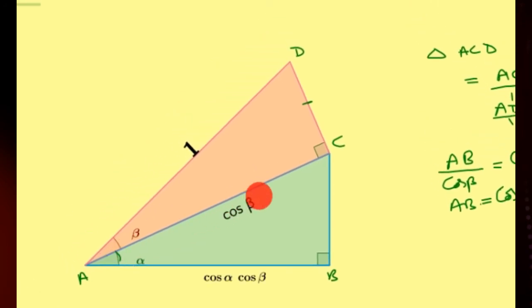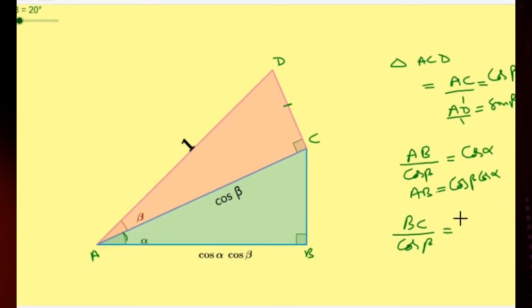Similarly, if I project cos beta, that is AC, on the side BC, it will become BC upon cos beta, perpendicular upon hypotenuse, which will be equal to sine alpha. So BC will become sine alpha cos beta.